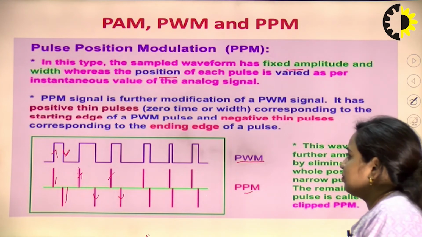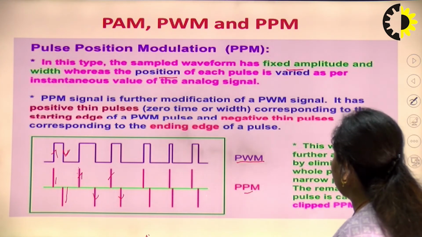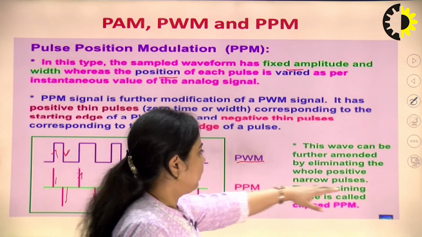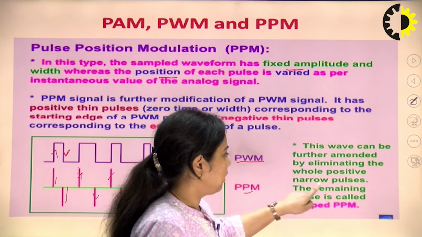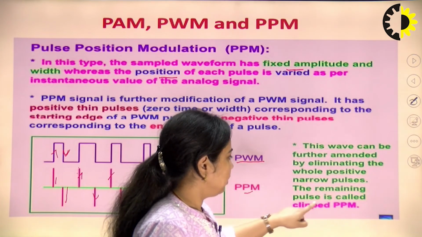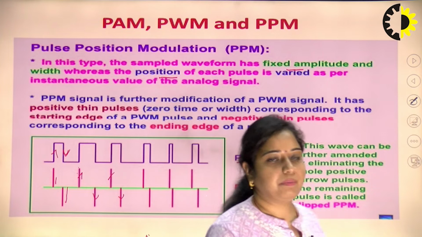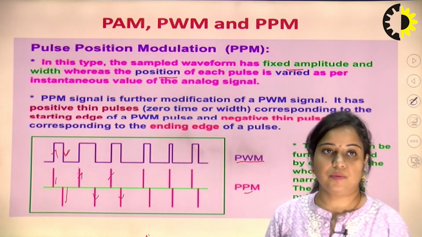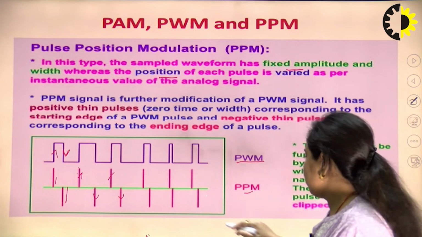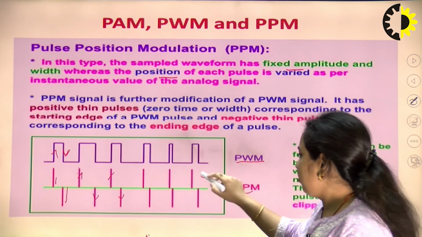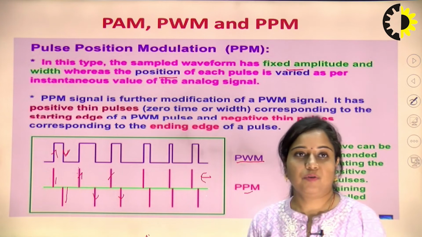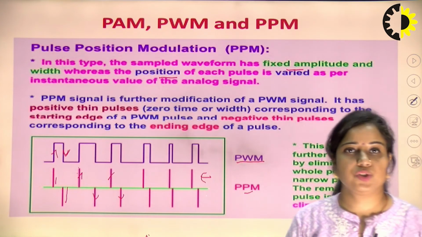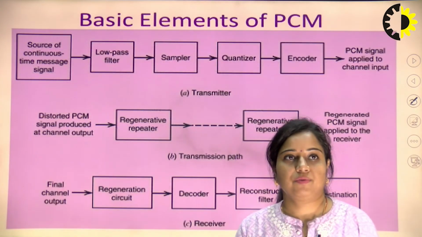So, PPM is a further modification of PWM. This wave can be further amended by eliminating the whole positive narrow pulses. The remaining pulses are called the clipped PPM. So, whatever we have gained from this PPM waveform, the whole negative part will remain and the positive part can be removed. Vice versa is also possible, which will give us the pulse position modulated waveform.